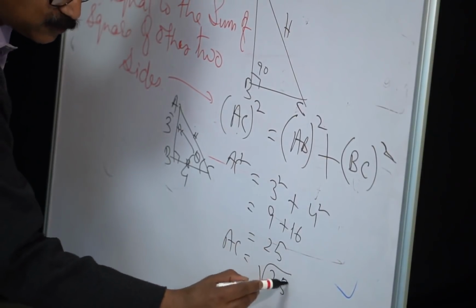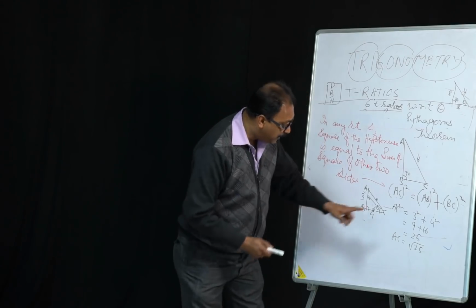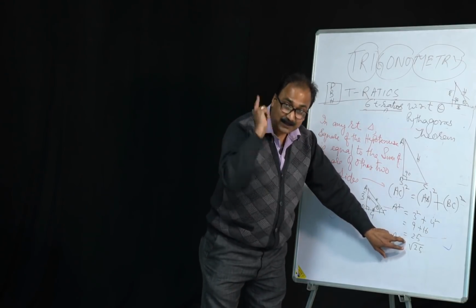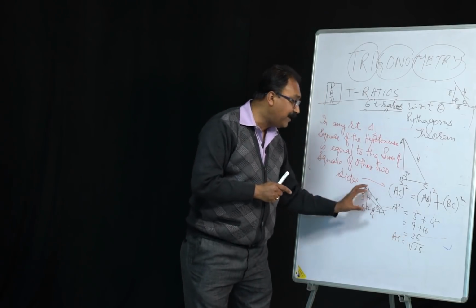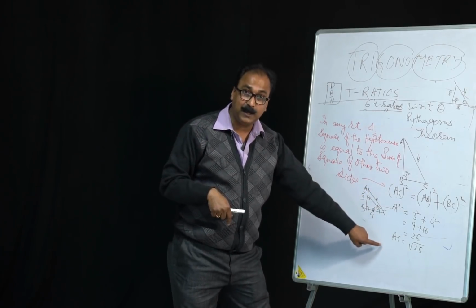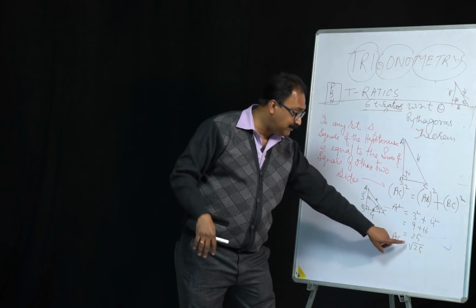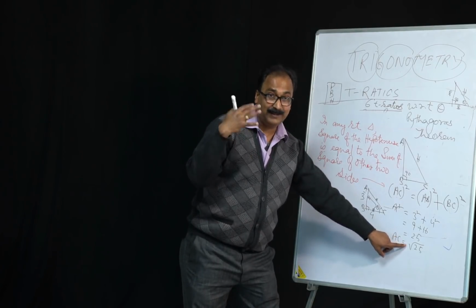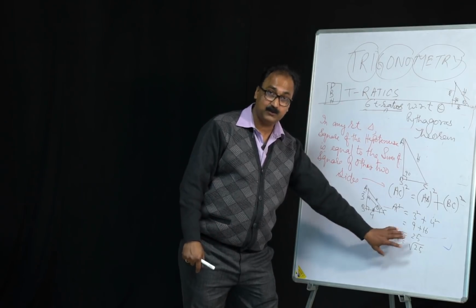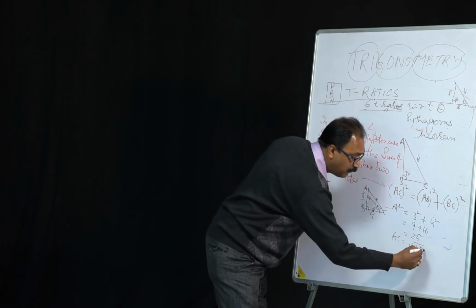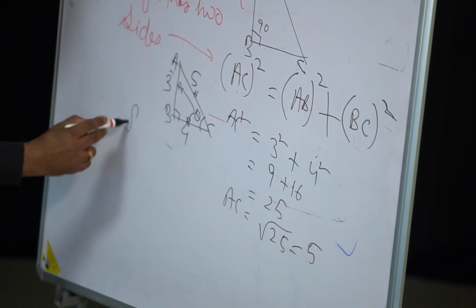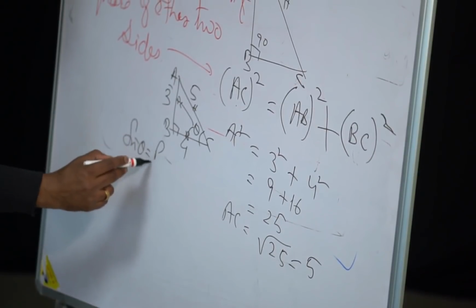Class 10 students, you have to know that whenever you take the square root, it has two values, plus and minus, but we are not using the negative because we are finding distance. Distance can never be negative. That's why we consider plus. So in future, when sides are concerned, when angle is concerned, we should apply the plus value. What is the square root of 25? 5. So it's 5.